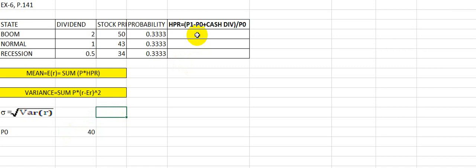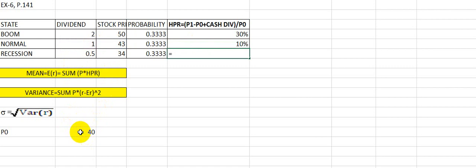So for the booming economy, the holding period rate of return will be equal to 50, which is P1, minus P0, which is 40, plus the cash dividend divided by P0. It will be 30%. Now for a normal economy, the holding period rate of return will be 43 minus 40 plus a cash dividend of 1 and divided by P0 again, it will be 10%.